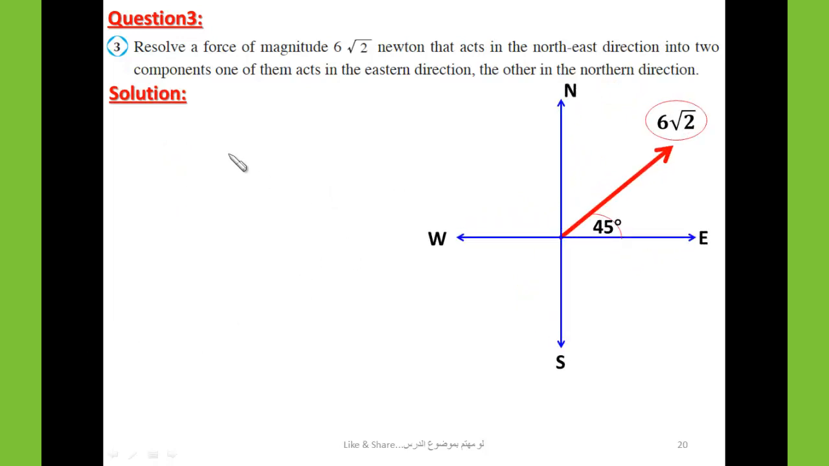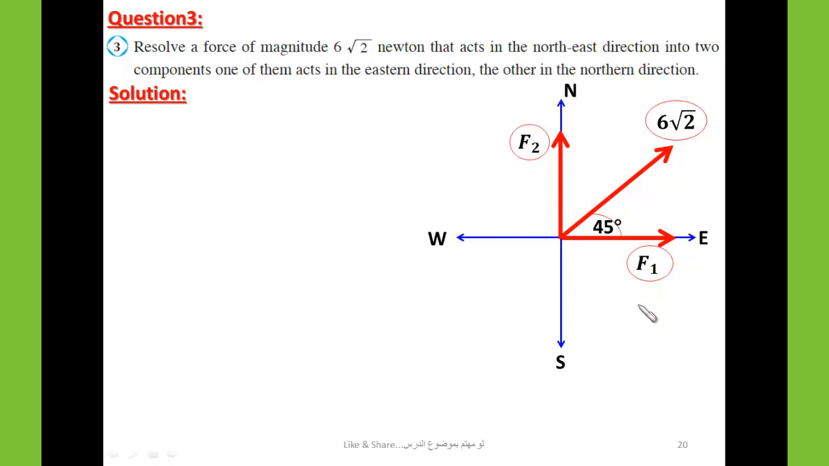Solution: first of all, we draw a graph to represent this problem. We have the force 6 root 2 acting in the northeast here. It means this force bisects the angle between vertical and horizontal. So it's inclined to F1, inclined to east by an angle of measure 45. So we have F1 and F2.